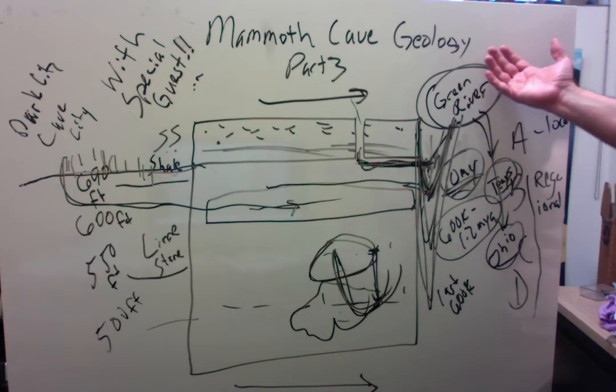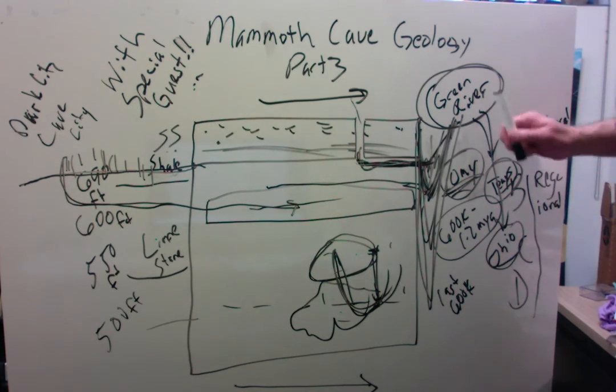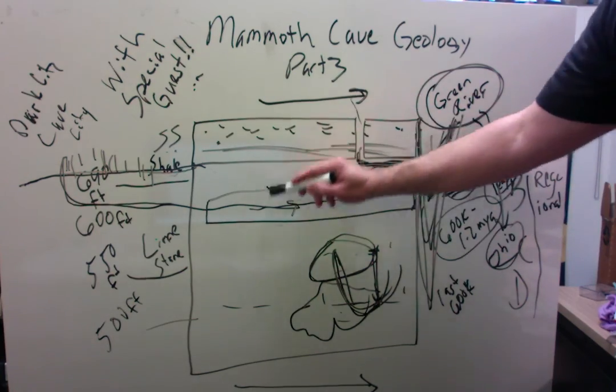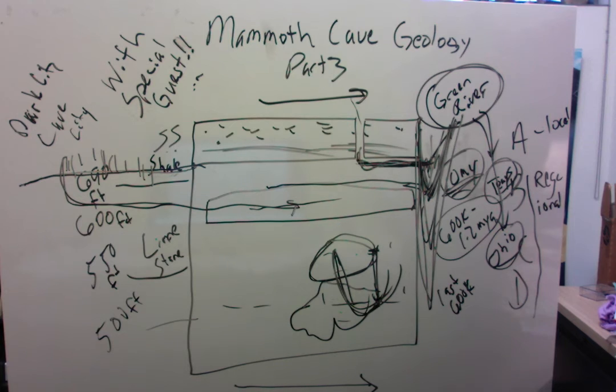We'll look at the big regional picture in part 4, which will be the last part of this. But A, B, C, and D, all in the limestone. Again, this is all in the limestone. Do you have any questions?